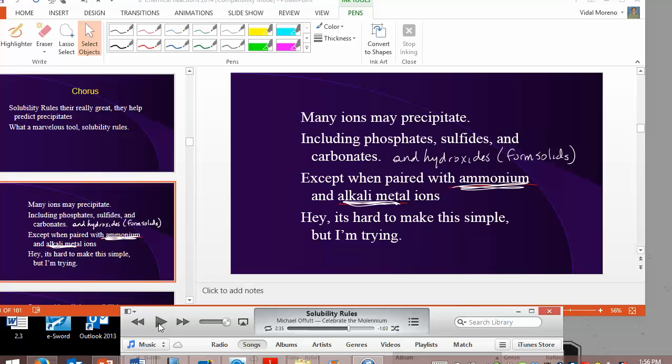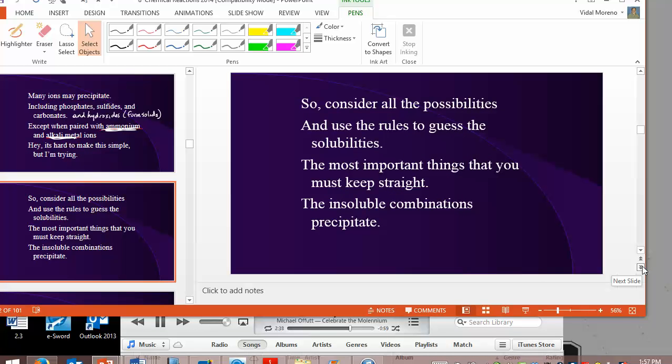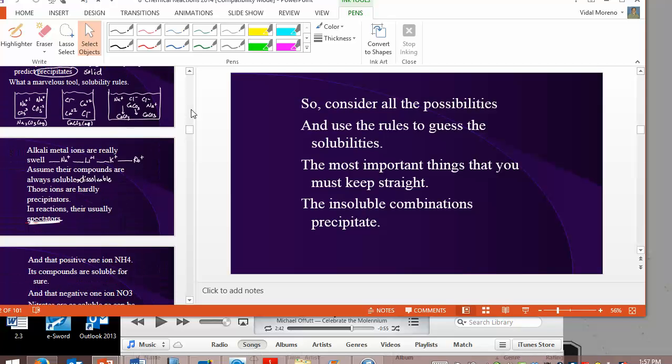But I'm trying. Okay, so phosphates, sulfides, carbonates, and hydroxides, by and large, will precipitate. They are not going to dissolve in water. Except, of course, if these guys are bonded to ammonium or an alkali metal ion. But I'm trying, so consider all the possibilities. Really, the song at this point continues on, but as far as the rules are concerned, it's no longer important.